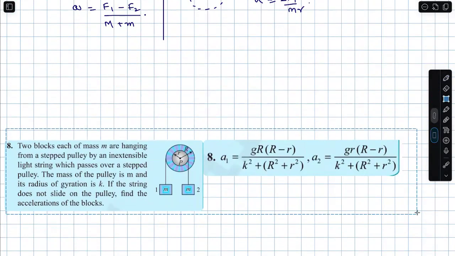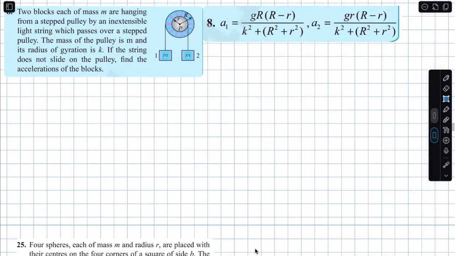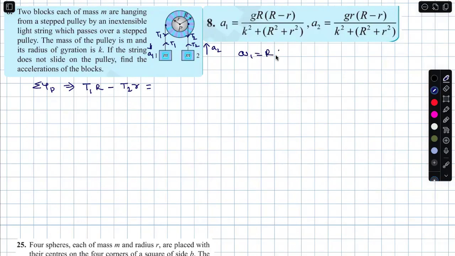Why don't you try this? Answers are also available for you there. We assume that the tension is T1 here and the tension is T2 here. Tension is T2 here and tension is T1 here. And this is A1 acceleration and this is A2 acceleration. At this point and at this point, for the length of the string to remain constant, A1 is capital R alpha, A2 is small r alpha.